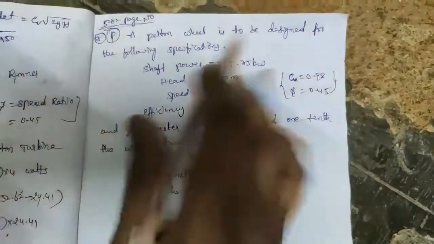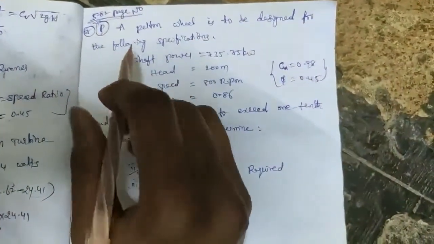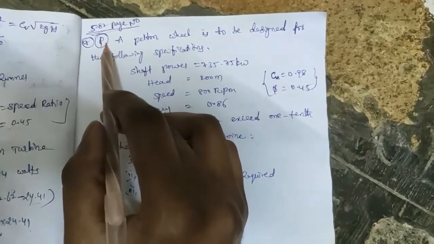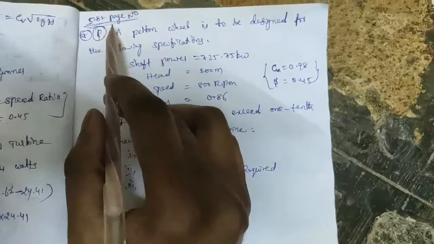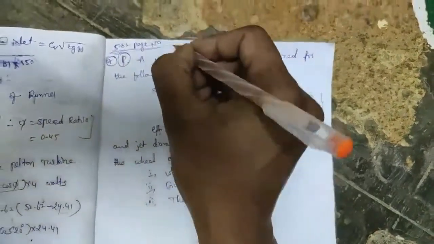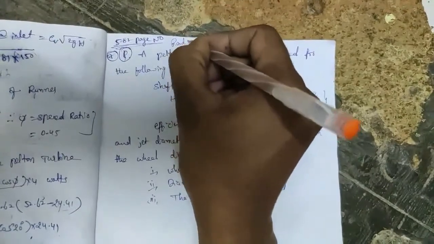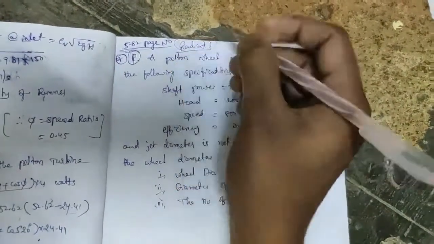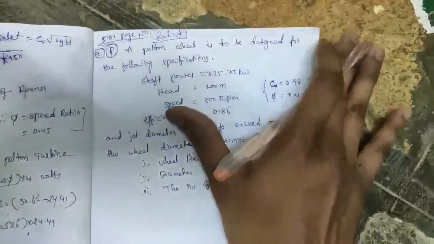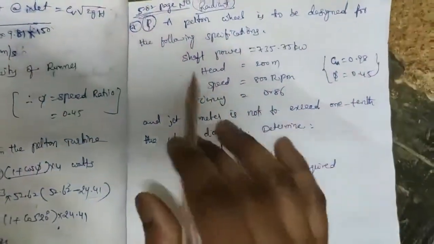So we see the next problem on the Pelton wheel. This is the exercise problem given at the backside of the unit, page number 5.82 in Radiant publication. The 7th one. So now we are calculating this problem.